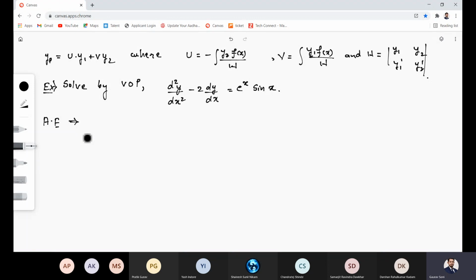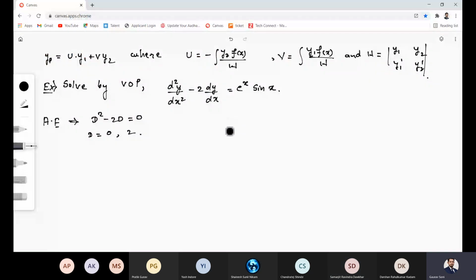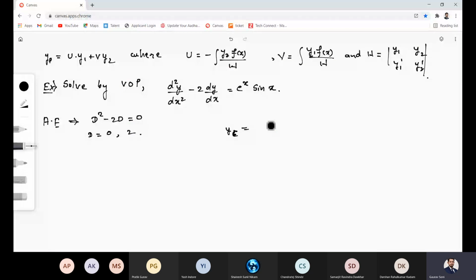What is the auxiliary equation? D square minus 2d is equal to 0. So the values of d are 0, comma 2. So roots are real and distinct. So yc will become c1 e to the power 0x plus c2 e to the power 2x.